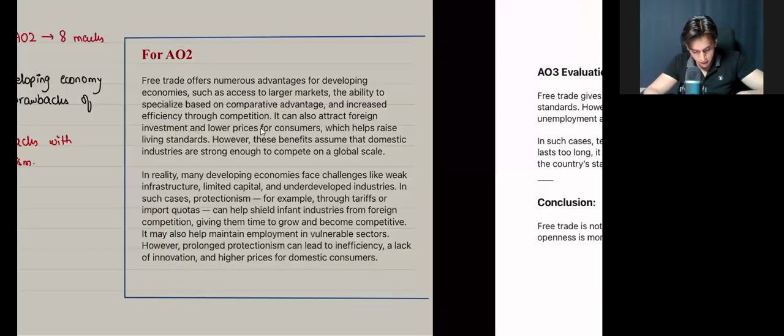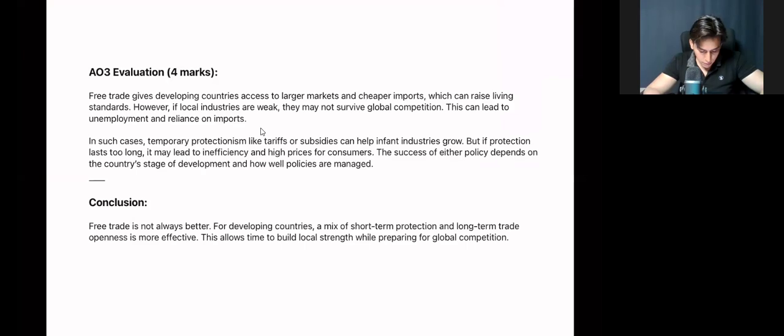As for evaluation, free trade gives developing countries access to larger markets and cheaper imports, which can raise living standards. However, if local industries are weak, they may not survive global competition. This can lead to unemployment and reliance on imports. In such cases, temporary protectionism like tariff or subsidies can help infant industries grow. Now I'm comparing free trade with protectionism. How protectionism is better than free trade or how free trade is better than protectionism. So I'm saying that tariff and subsidies can help infant industries grow.